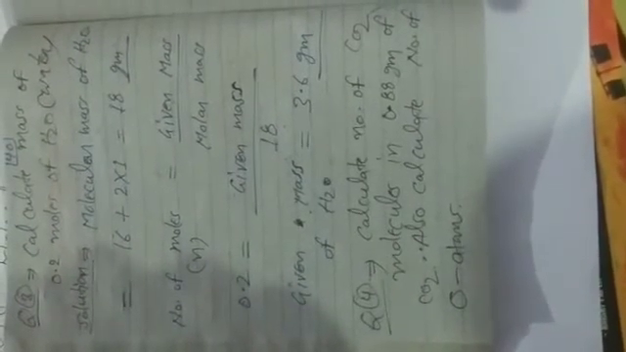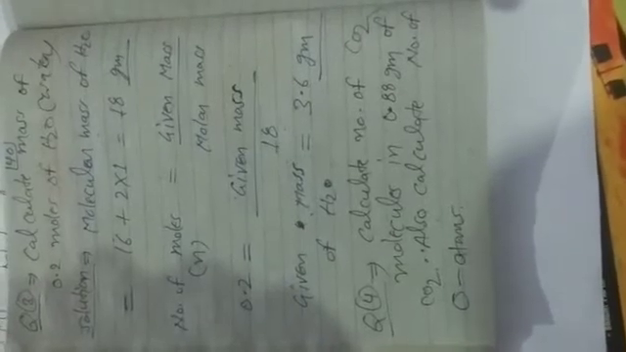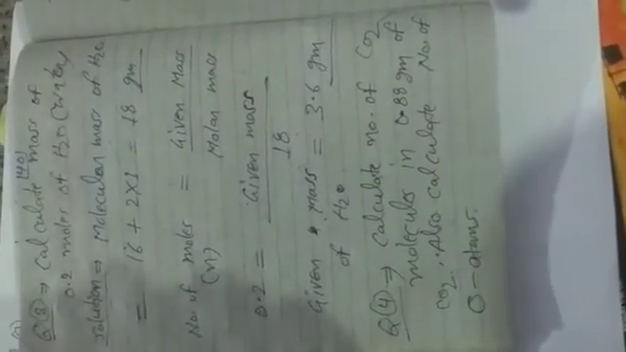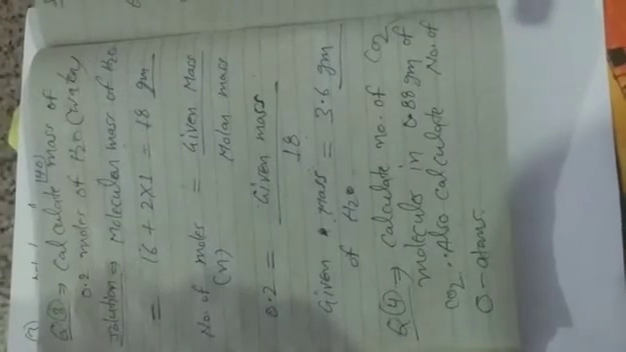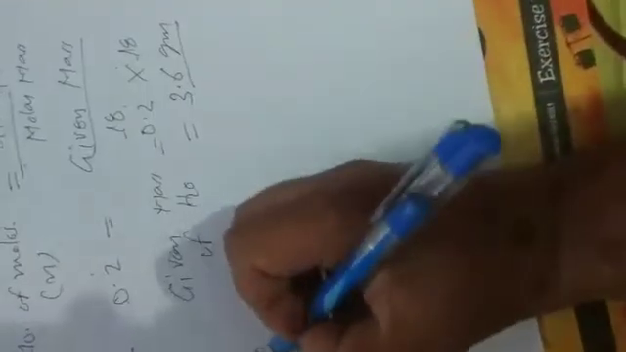The next question, fourth, is calculate number of CO2 molecules in 0.88 gram of CO2. Also calculate number of oxygen atoms. Very interesting question.